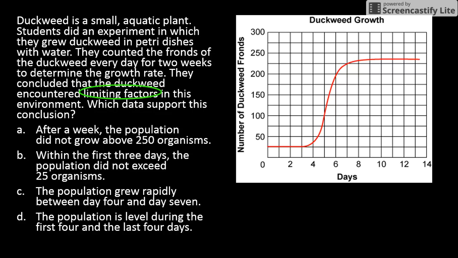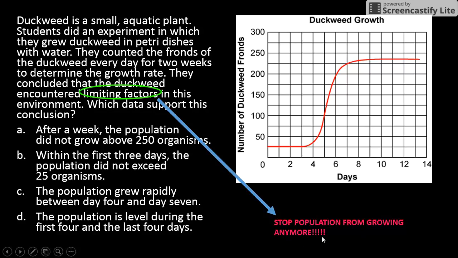If we forgot what this meant, we need to redefine it. This is from evolution. Limiting factors stop a population from growing anymore. They completely stop it. They limit it, so it's not going to keep increasing. So which data supports this? Where does our population stop growing?